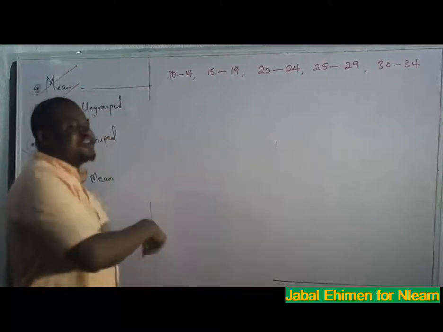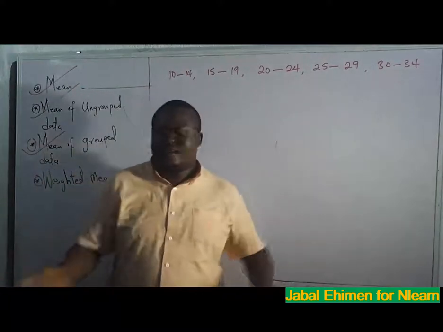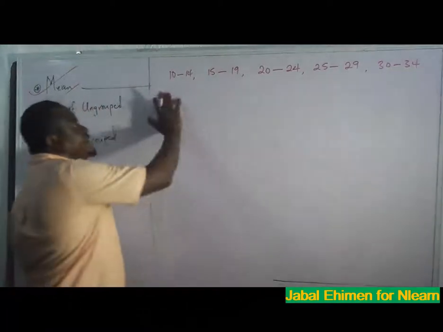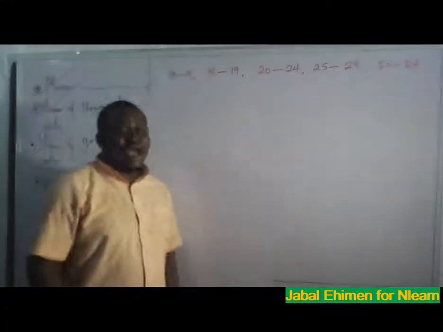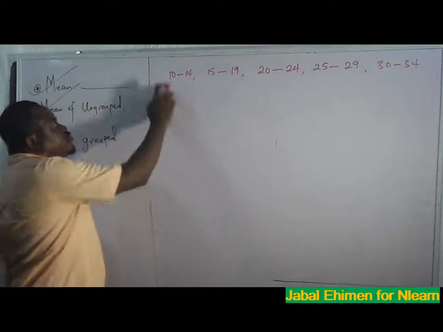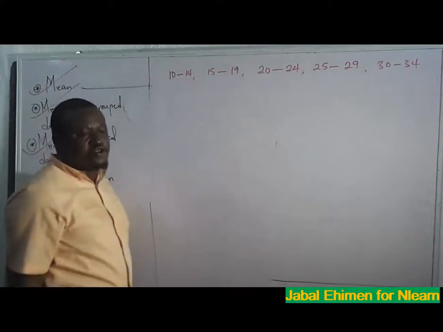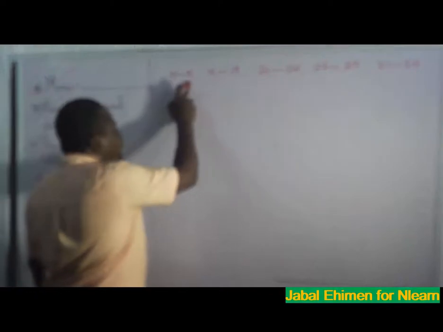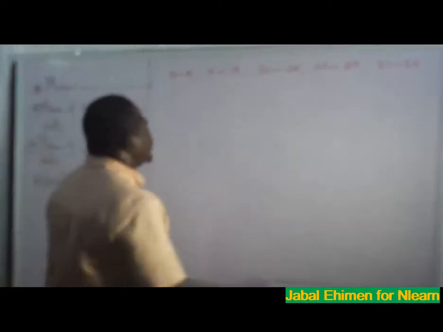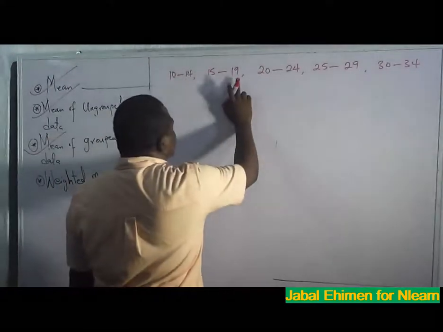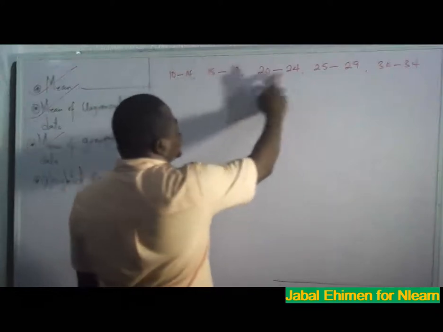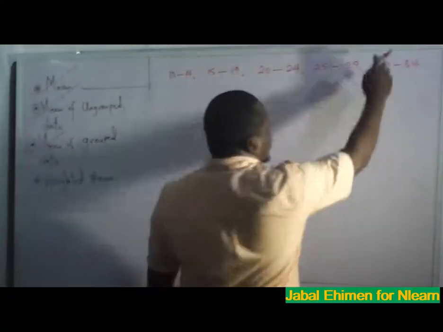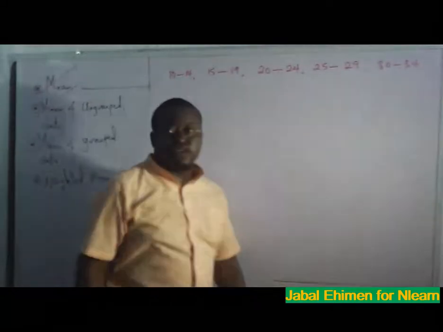But unlike the one we treated initially, which is ungrouped, they are scattered, and you are the one to pick them together. But these ones are already grouped, arranged orderly. If you look in between these two, what is in between is 10 to 14, and the difference between them is 4. 15 to 19, in between them is 4. 20 to 24, in between them is 4. 25 to 29, in between them is 4. And 30 to 34, in between them is also 4.